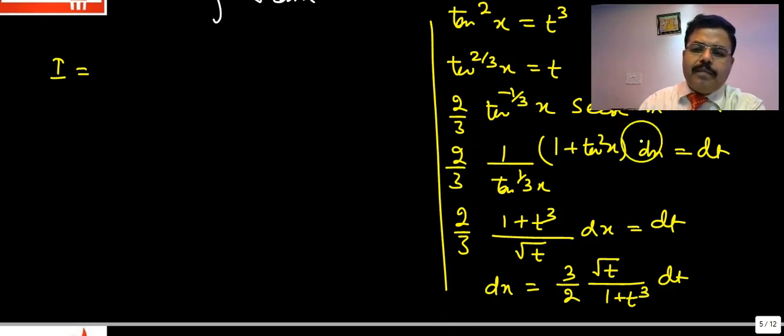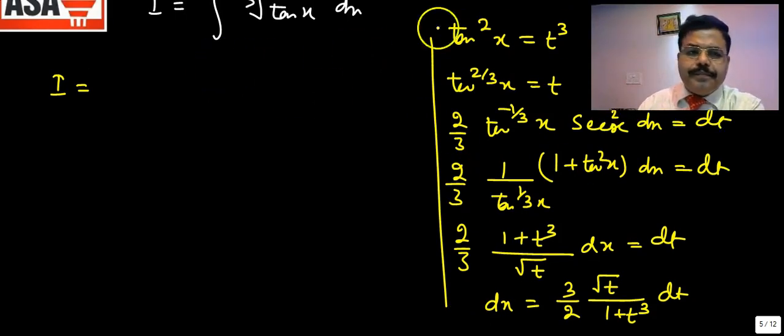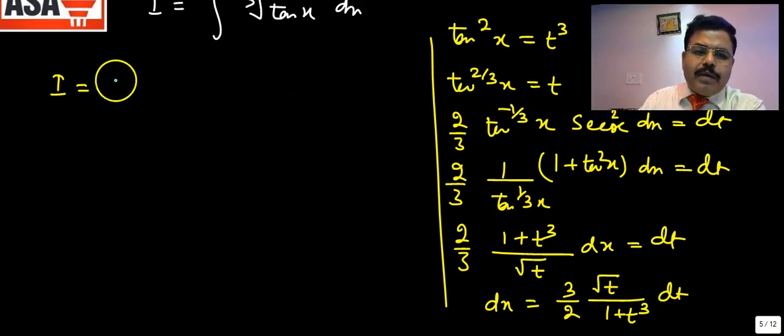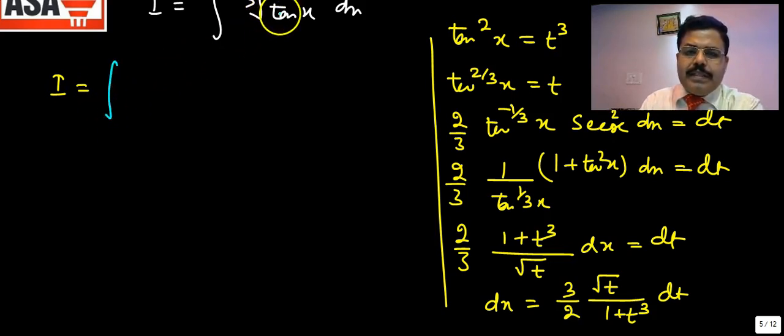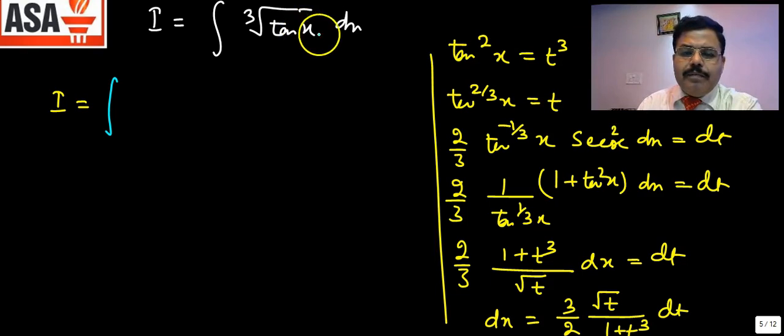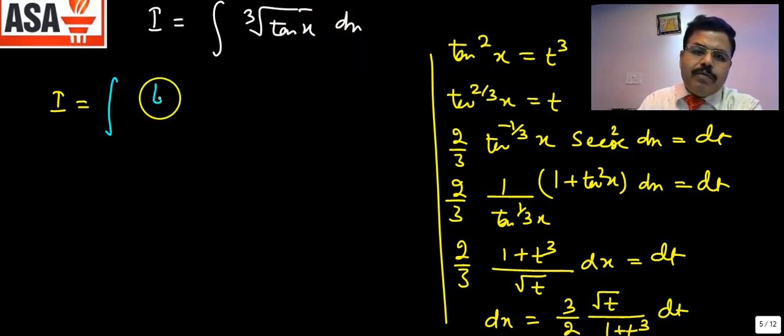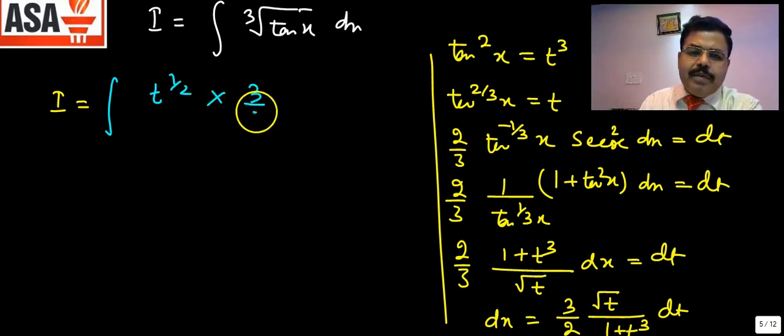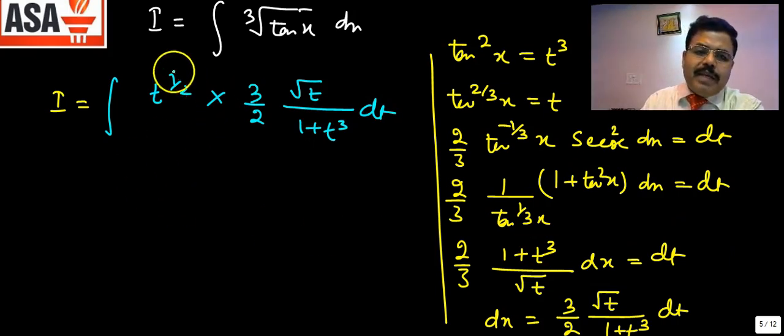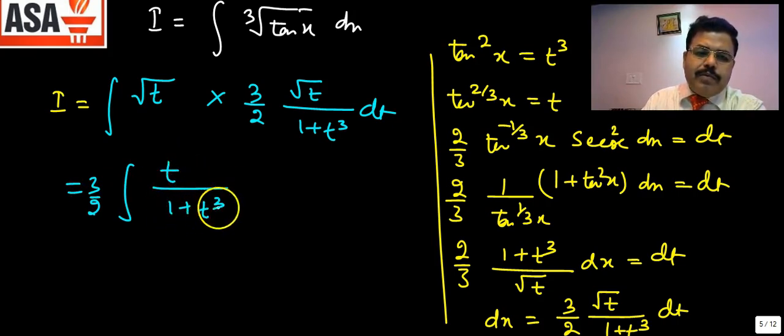So what will happen? Now, see the question. I is equal to what? I is equal to integration of, this is tan x is equal to what? Tan x is equal to t cube. So it will be root t. Tan to the power 1 by 3 is equal to t to the power 1 by 2. So t to the power 1 by 2, and in place of dx, this will be 3 by 2 root t upon (1 plus t cube) dt. Now the same thing here, root t into root t is t. So 3 by 2 can be taken out, t upon (1 plus t cube) dt.